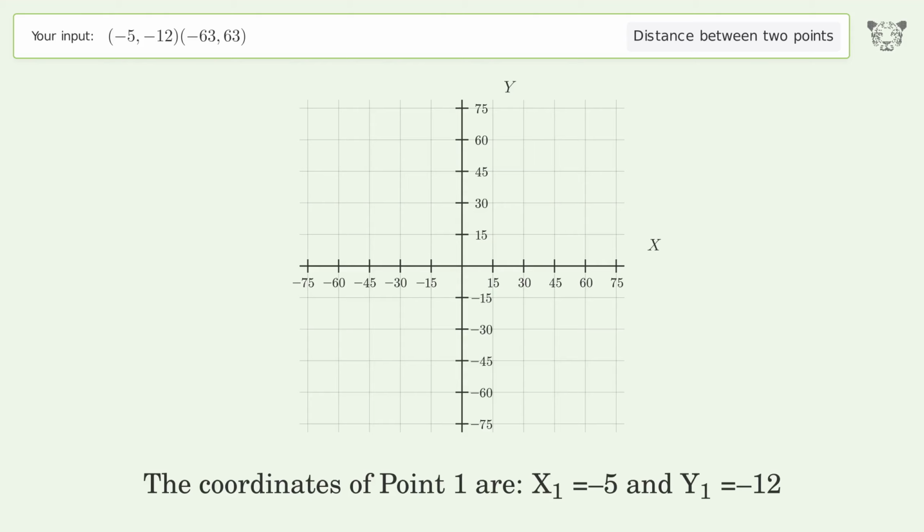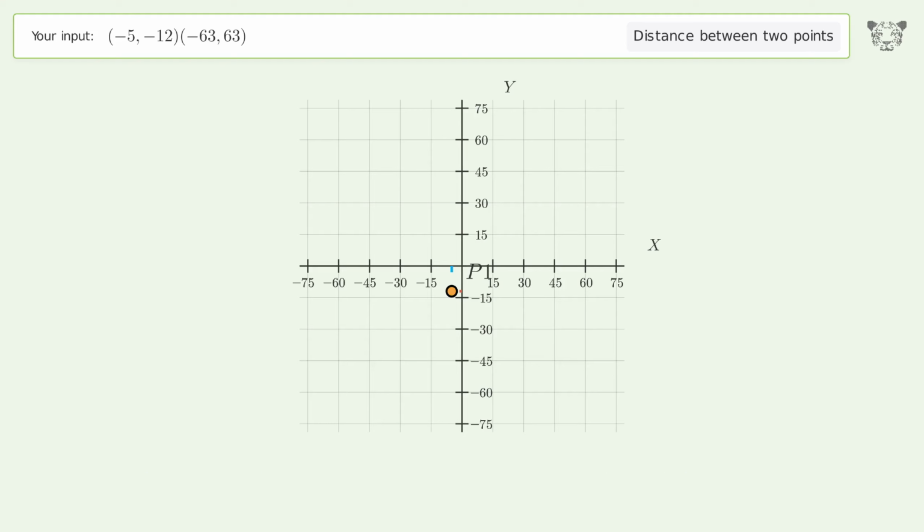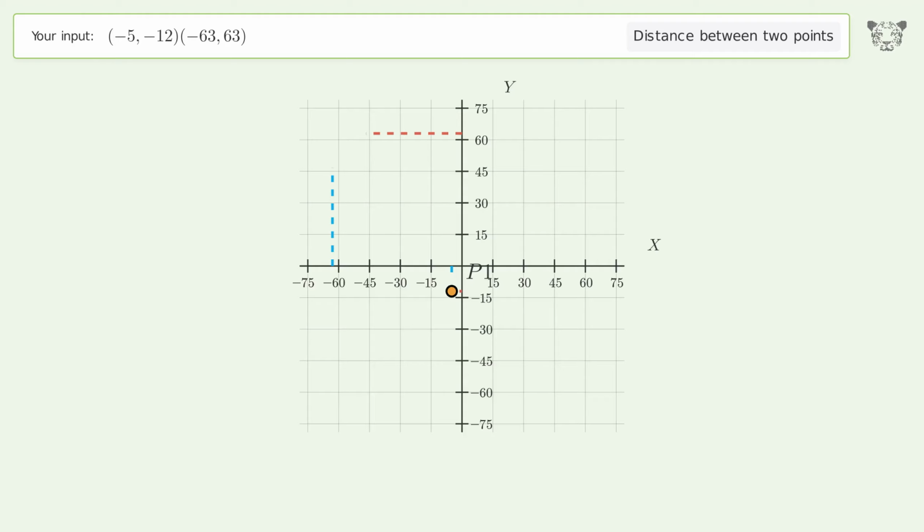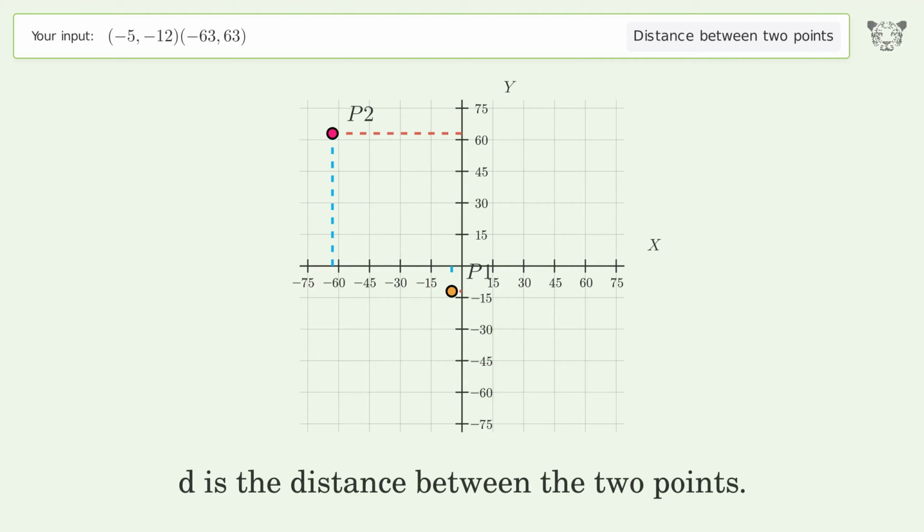The coordinates of point 1 are x1 equals -5 and y1 equals -12. The coordinates of point 2 are x2 equals -63 and y2 equals 63. D is the distance between the 2 points.